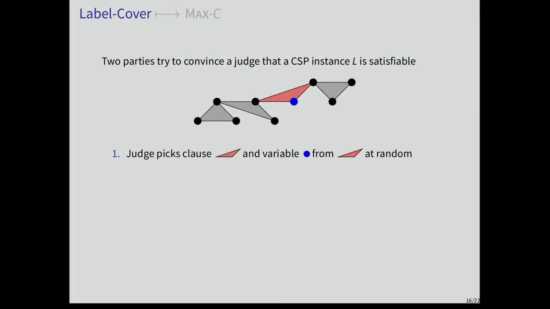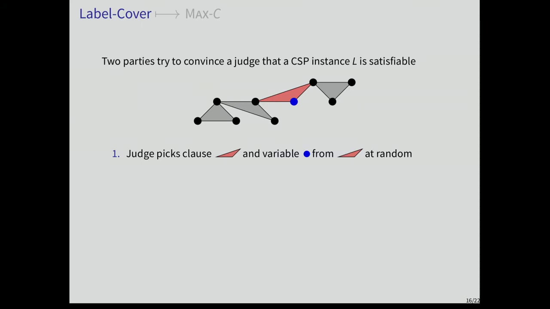We are going to reduce to max CSP instance from this label cover problem that I'm going to tell you now. So a label cover problem is a similar game, except it's played between 2 players and a judge, not K players. And these 2 parties try to convince a judge that a certain CSP instance is satisfiable. This CSP instance will have large arity. Each constraint will depend on a large number of variables, even though I draw, in this example, each constraint depends on only 3 variables. In reality, it will depend on a large number of variables.